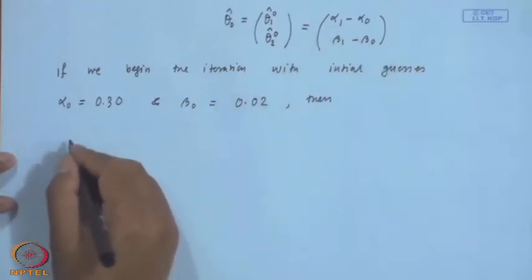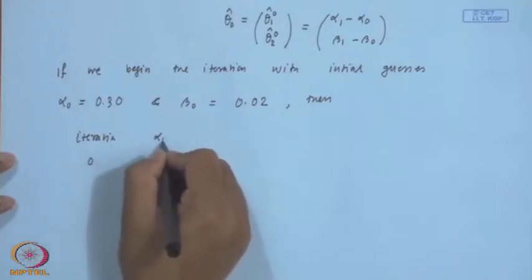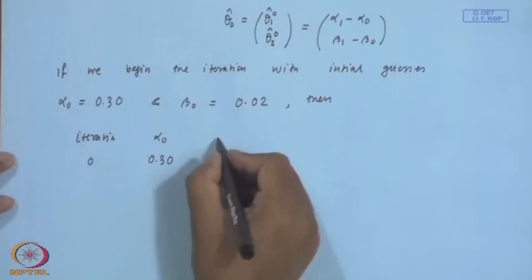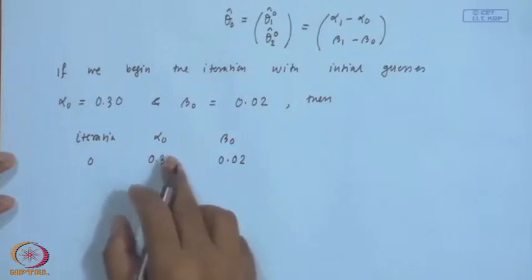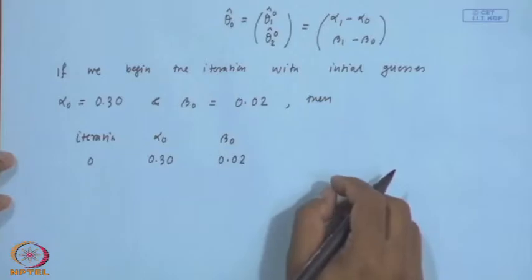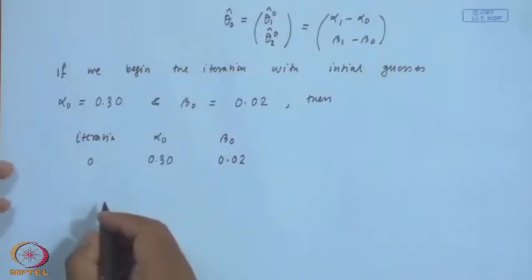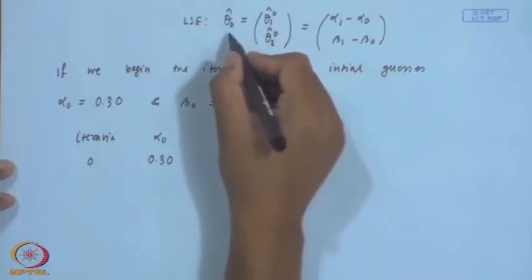So, in the first iteration, say iteration 0, we took alpha 0 as 0.30 and beta 0 as 0.02, and we approximated the function about this point alpha naught, beta naught using Taylor expansion, and we made it linear. Once we have the linear approximation of the function using the Taylor series, we use the least squares technique to estimate the parameters.